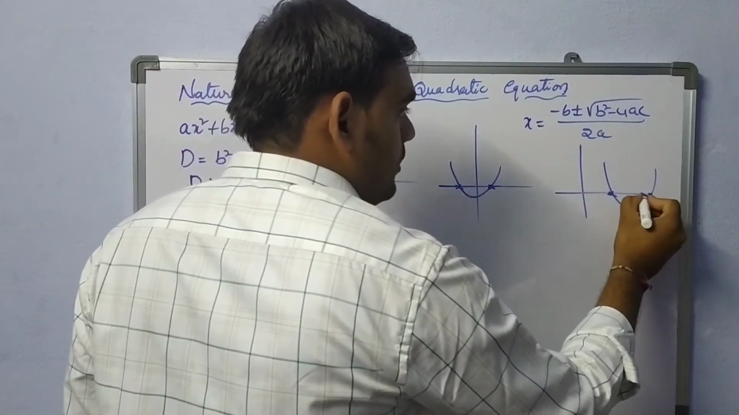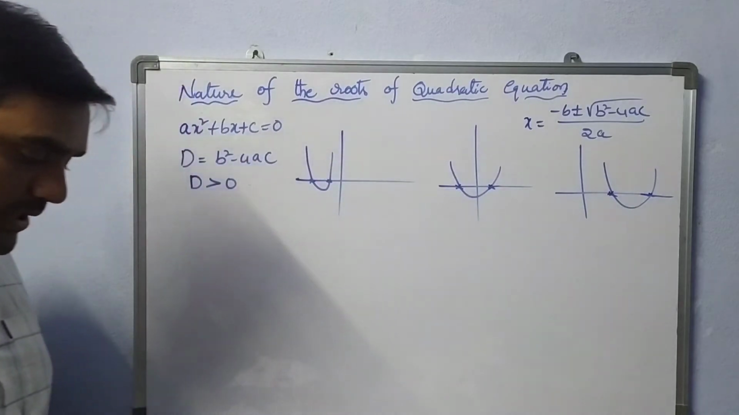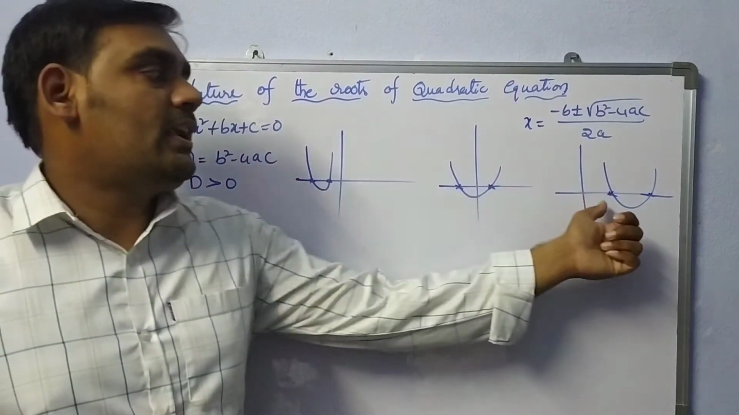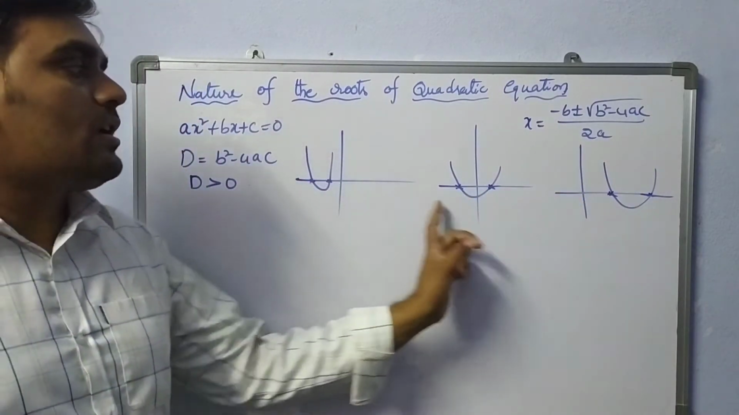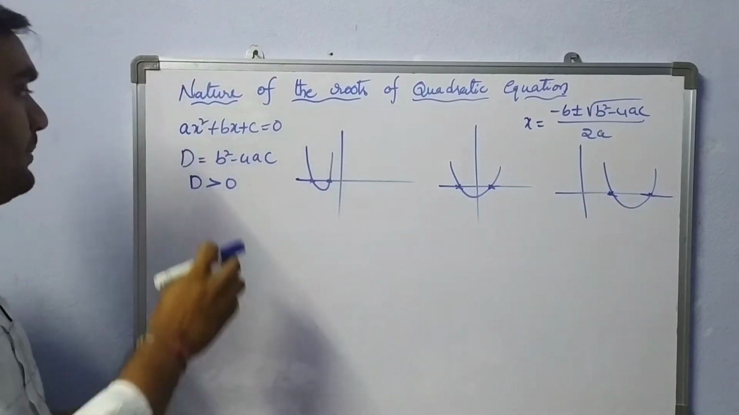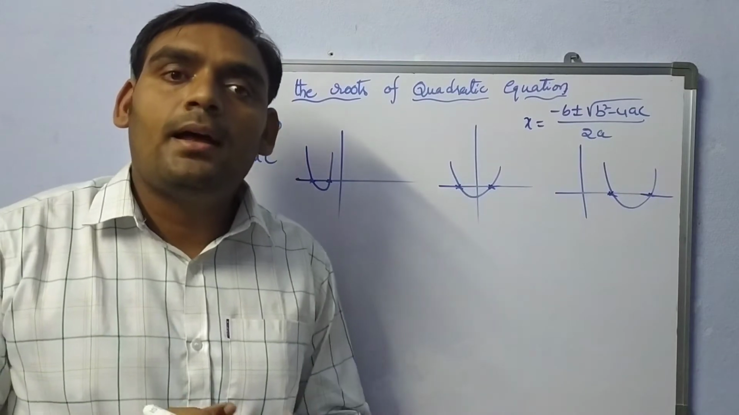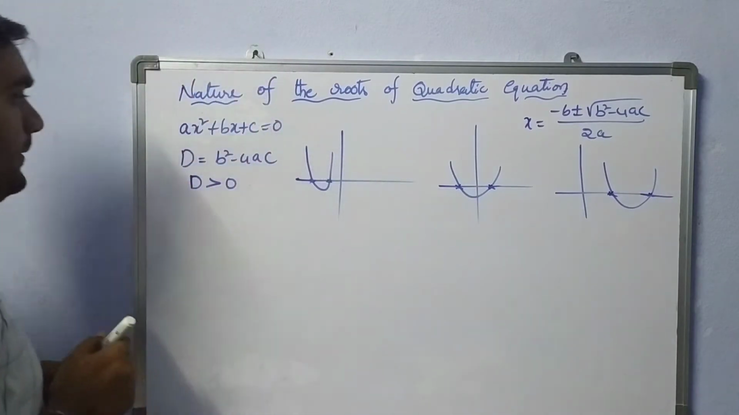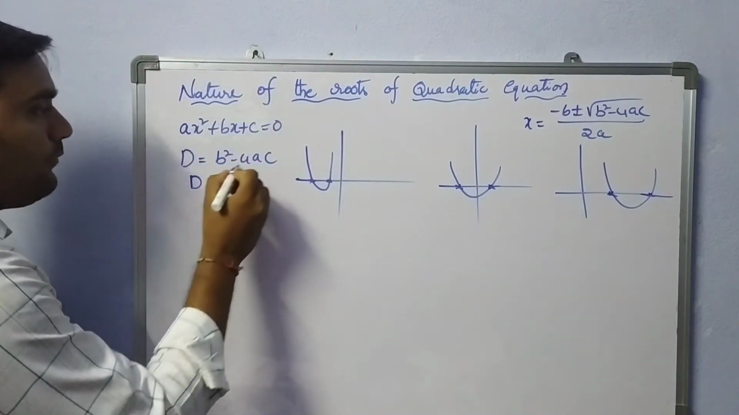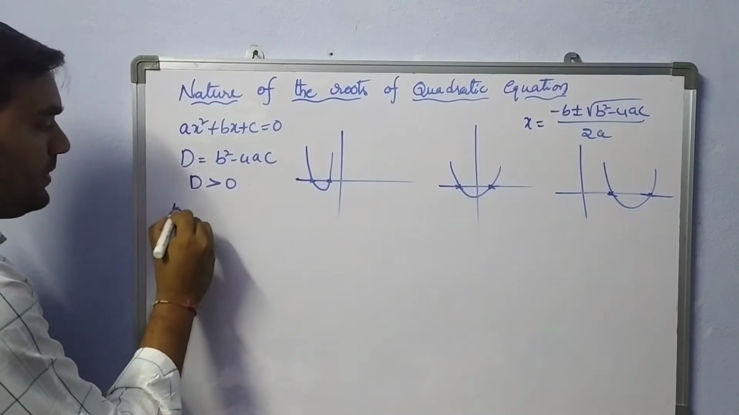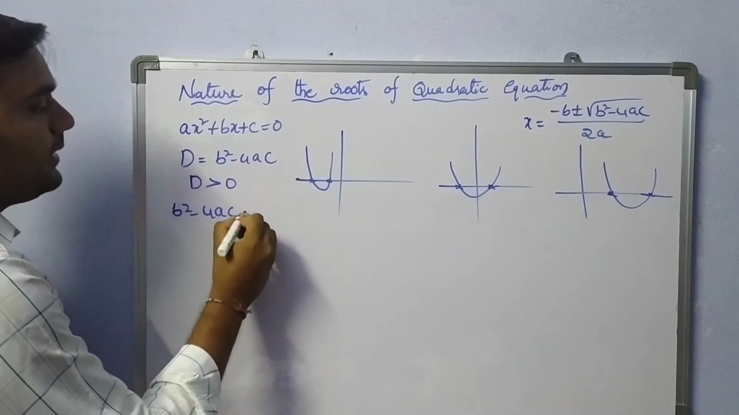So these are the roots of a quadratic equation. This is the geometrical meaning of the roots of a quadratic equation. When the discriminant is greater than 0, we will get two roots. Those are real and distinct. Like that only, b square minus 4ac is less than 0, and b square minus 4ac is equal to 0.